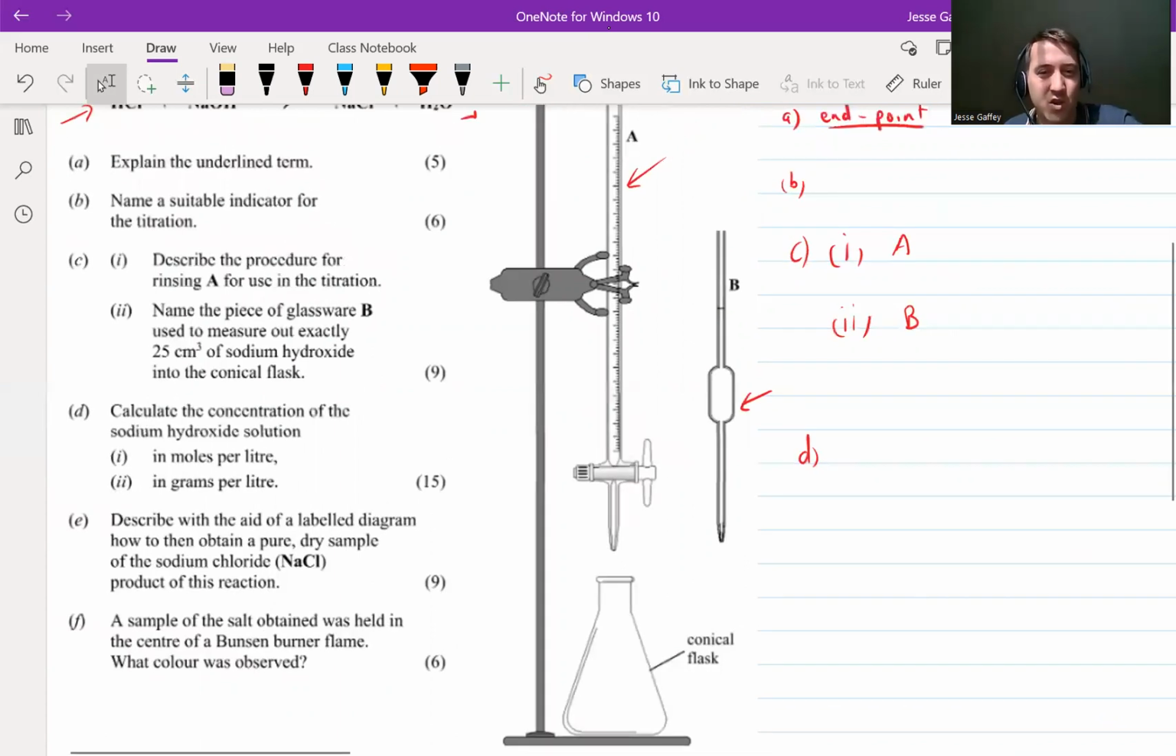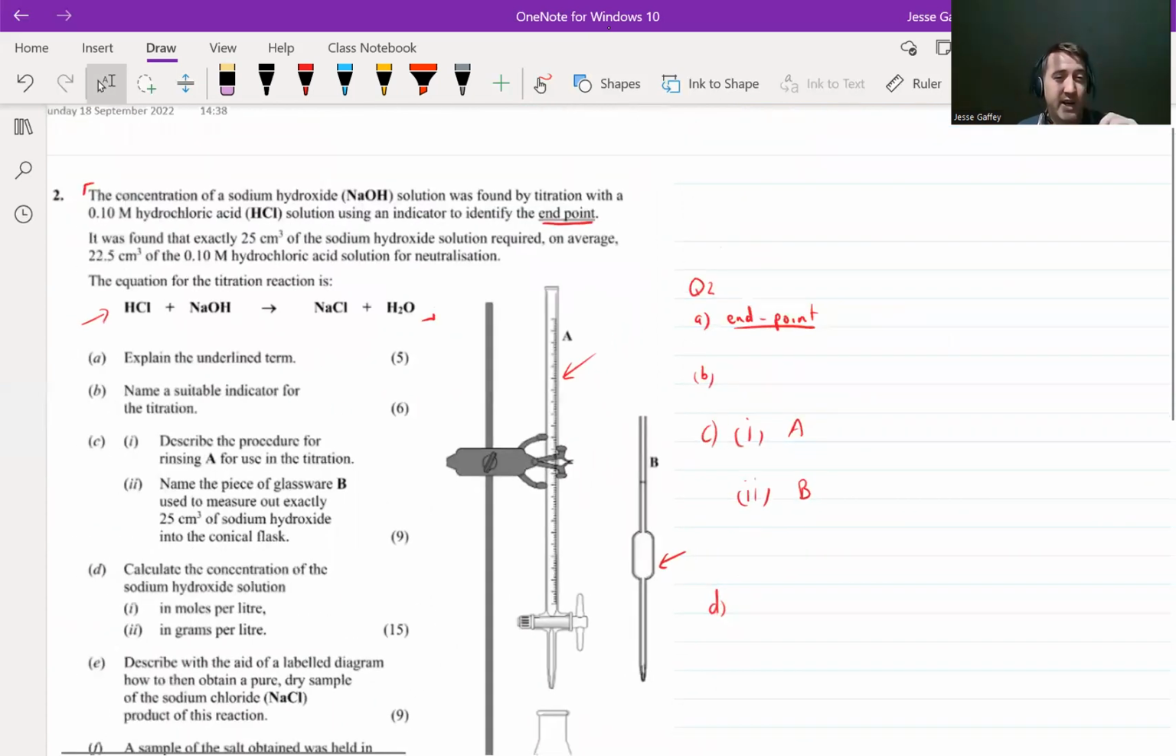I'm just going to show you the information that you're going to need again, because you'll need the information at the top here. Pause the video and work out your concentration in moles per liter. First of all, I will tell you what you should have got. In moles per liter, it's 0.09 molar. So well done if you got that right.